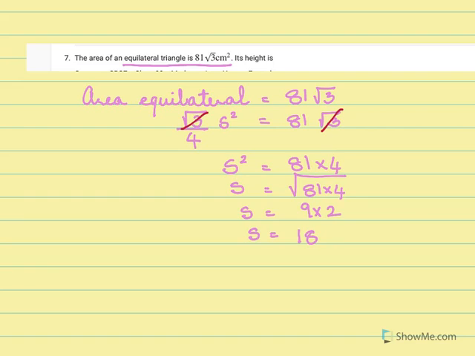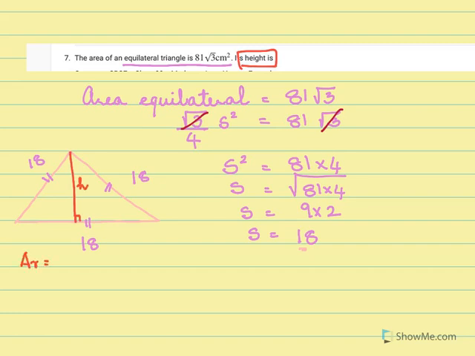Now we need to find the height of this triangle. So let's draw this triangle. So here is the equilateral triangle with all sides equal. And we know the side is 18. So this one side is 18, this side is 18, and this side is also 18. All the sides are equal, and we need to find its height. Say this is the height. We call this height as h.